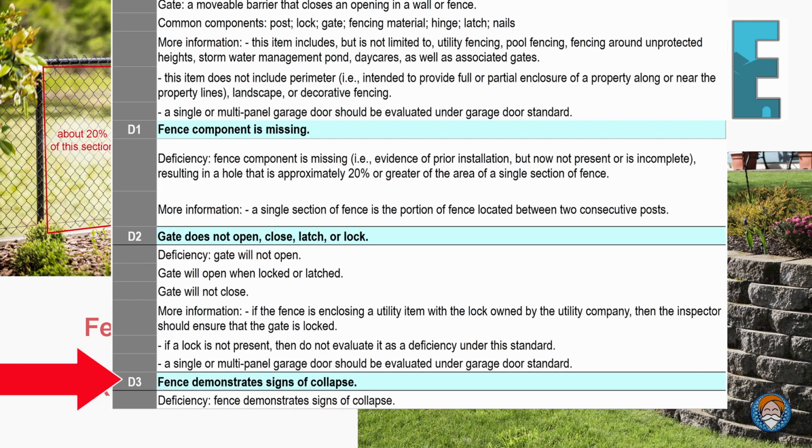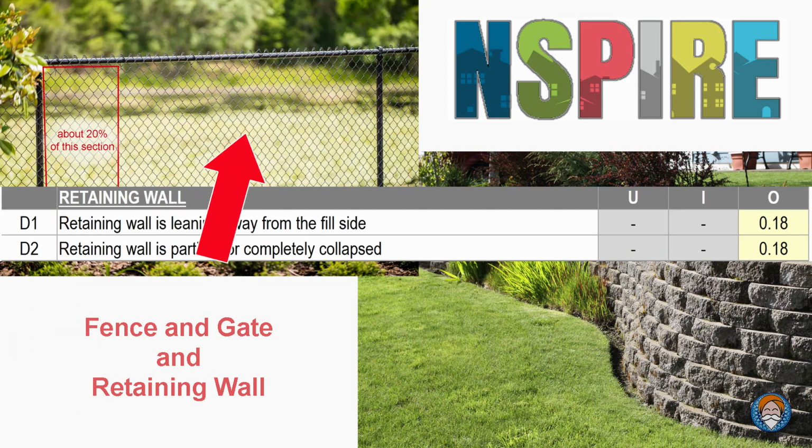Deficiency 3, a fence demonstrates signs of collapse. Deficiency: fence demonstrates signs of collapse. So that's it for our fence and gate standard. Let's now have a look at the new retaining wall standard. This again is a former cite item that has returned to NSPIRE.